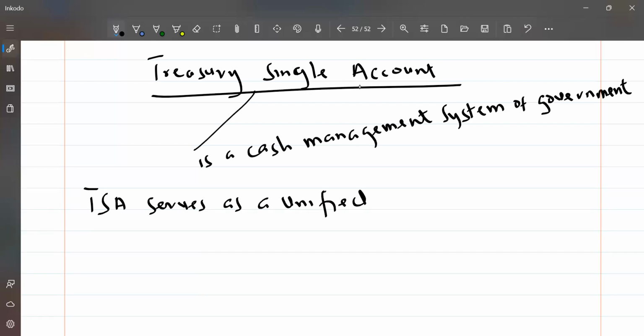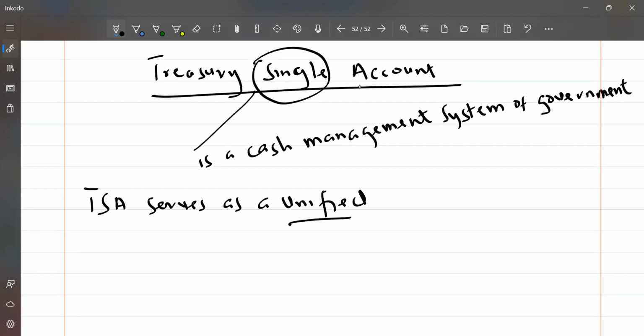So let's start this way. Treasury single account. Treasury single account is a cash management system of government. The Treasury single account serves as a unifier, a structure of government accounts to give a consolidated view.